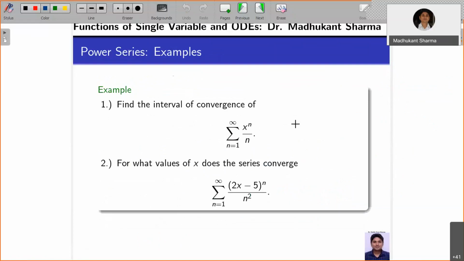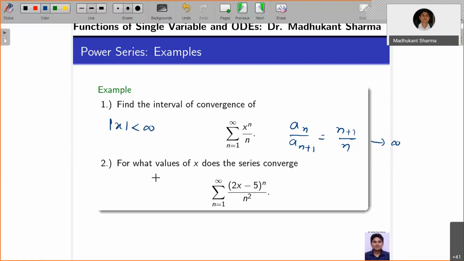So you have a_n by a_(n+1) equals (n+1) by n. If I'm not wrong, a_n is 1 by n. So 1 by n divided by 1 by (n+1), which tends to infinity as n tends to infinity. So it is a properly divergent limit. So R equals infinity means that this series converges for mod x less than infinity, meaning for all values of x.